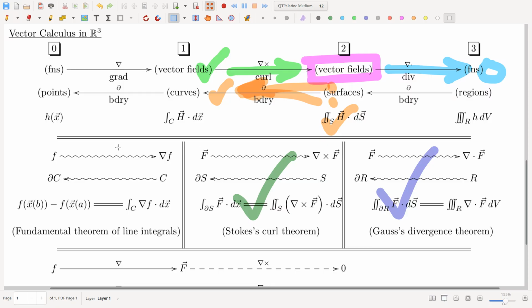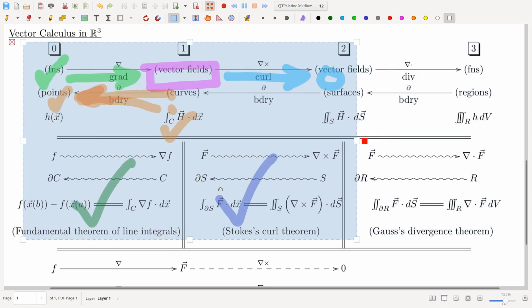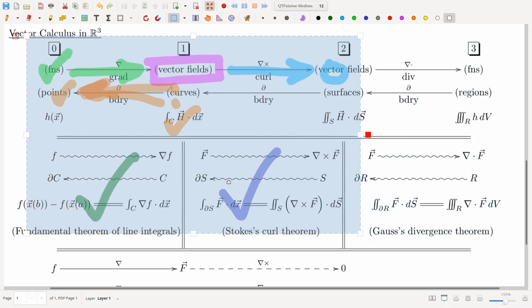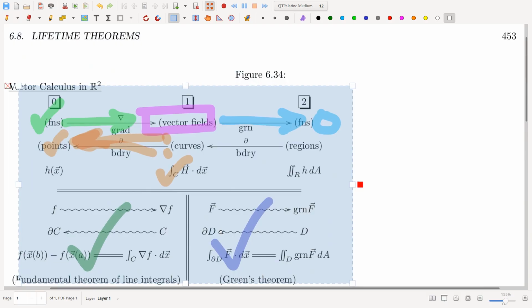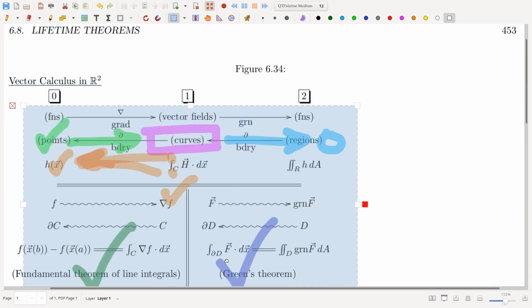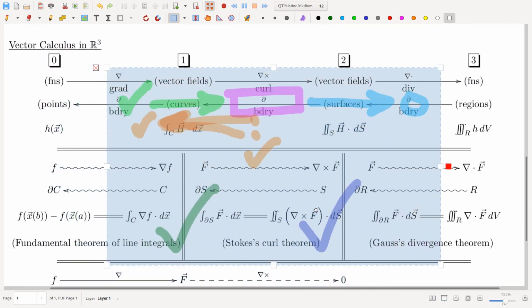How much do you have to remember? Do you have to remember various different theorems, or do you just have to remember the one pattern and realize that that pattern applies, wherever you happen to be looking? By the way, likewise, if you're in 2 dimensions, same pattern, everything works. Okay. Alrighty.